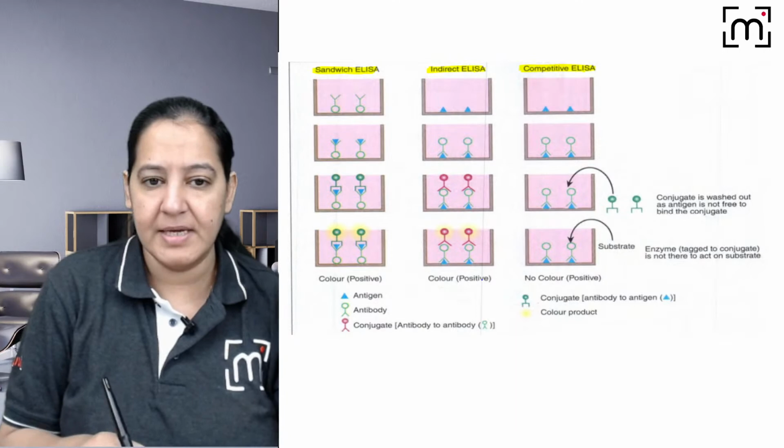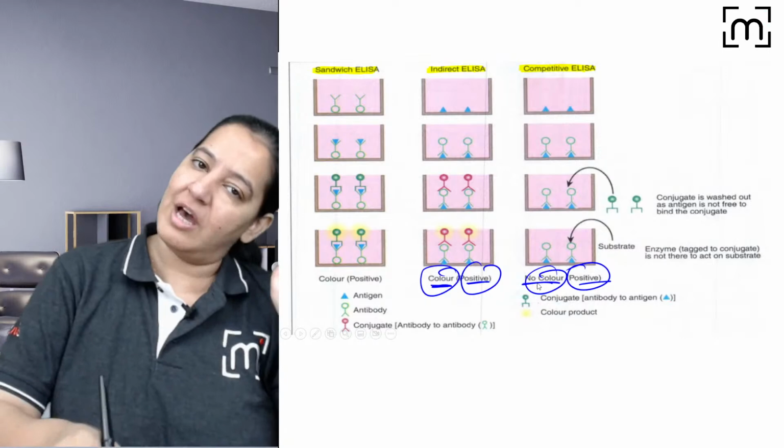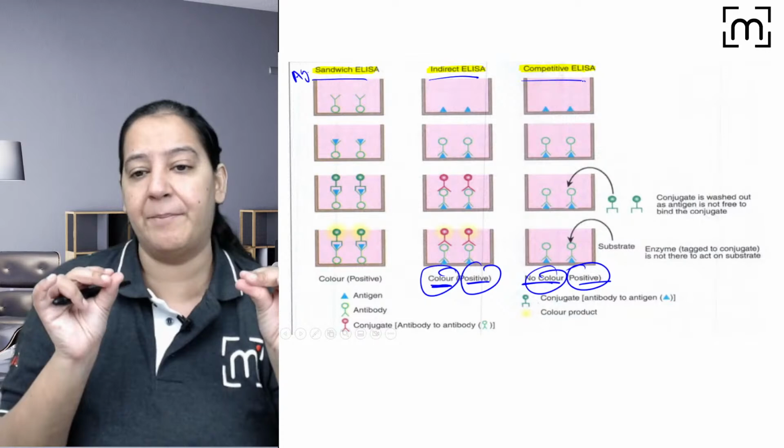So color change is positive. No color change is positive. I want to highlight this word. Right? So that is the difference. Both are for antibody. And sandwich is for antigen. I guess you got the meaning of sandwich, you got the meaning of indirect, and you got the meaning of competitive. The words themselves depict what they mean.